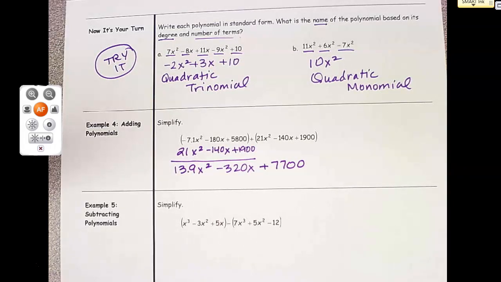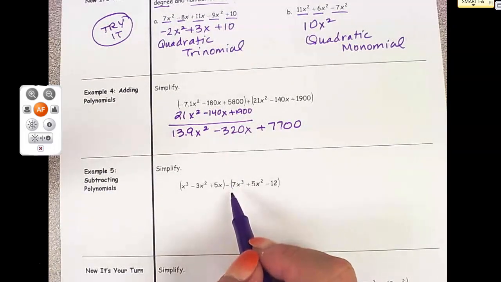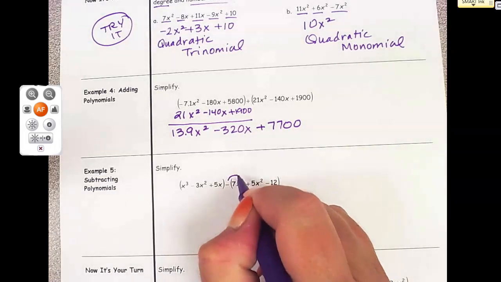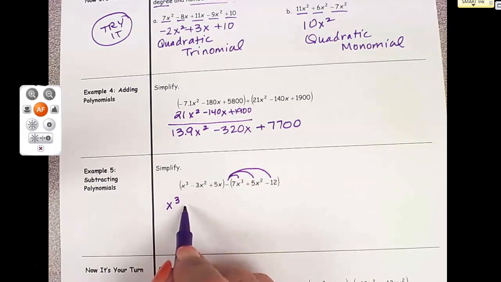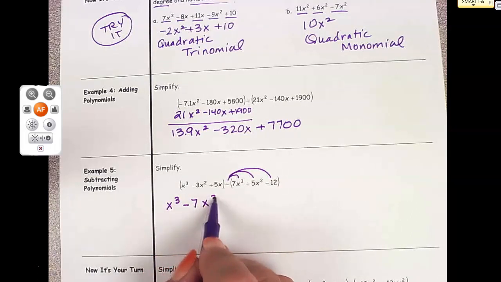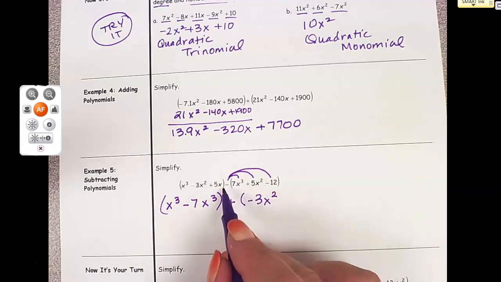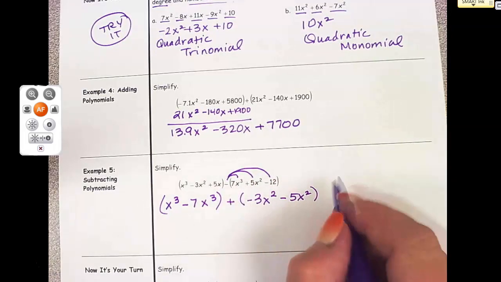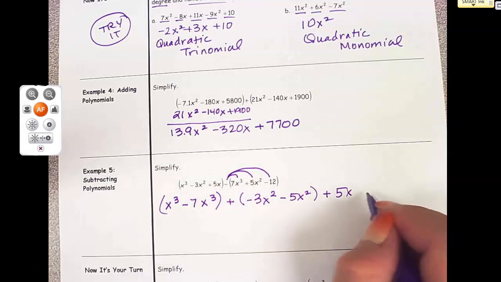With subtraction, it's a little more complicated, because we have to distribute our subtraction sign. So I'm going to rewrite this in a slightly different way. First of all, I'm going to show that I'm distributing my subtraction sign, and then I'm going to put all my x cubes together. And notice I had minus 7x cubed. And then I'm going to put my x squareds together. So I have a negative 3x squared from the first one, and then minus 5x squared.